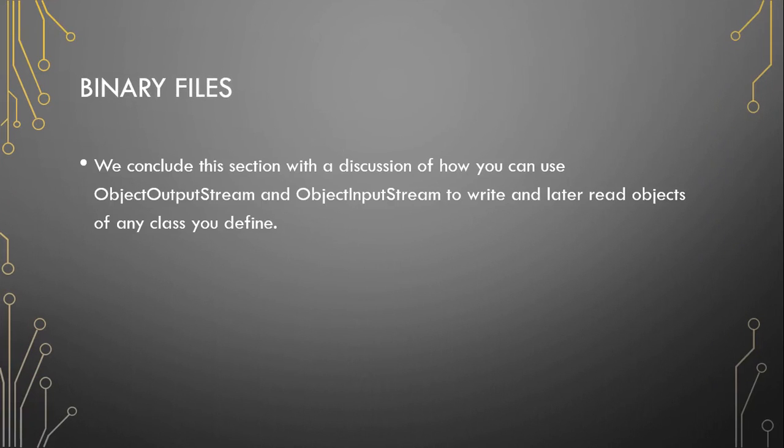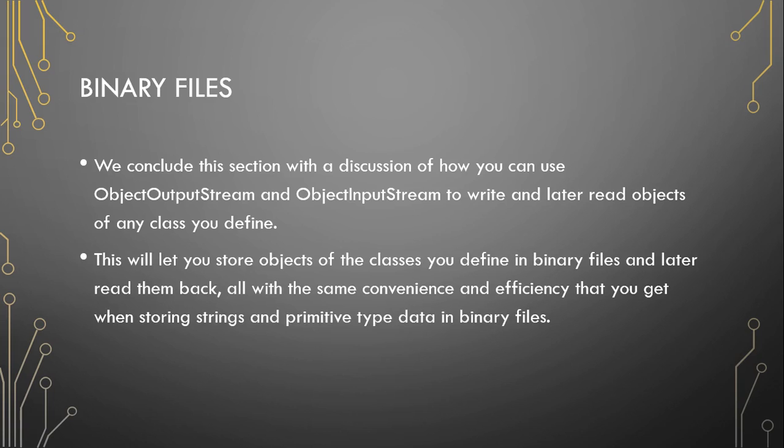So we're going to conclude this lesson with a discussion of how you can use ObjectOutputStream and ObjectInputStream in order to write and later read objects of any class you define. This is going to let us store objects of the classes you define in binary files and later read them back, all with the same convenience and efficiency that you get with storing strings and primitive data types in binary files.